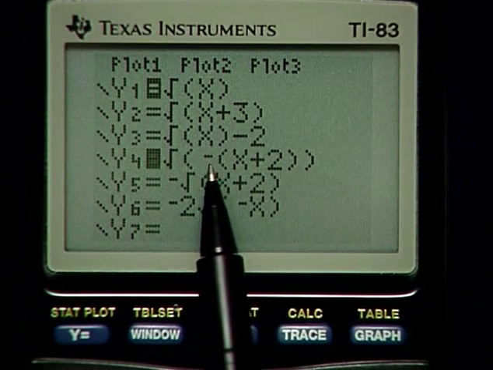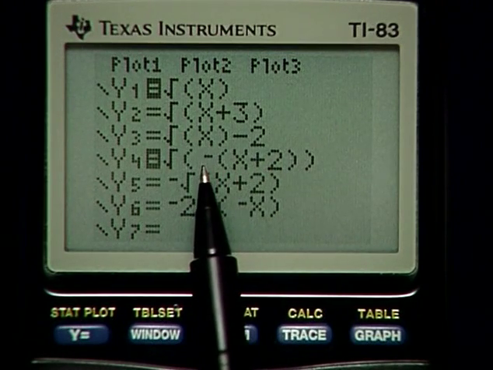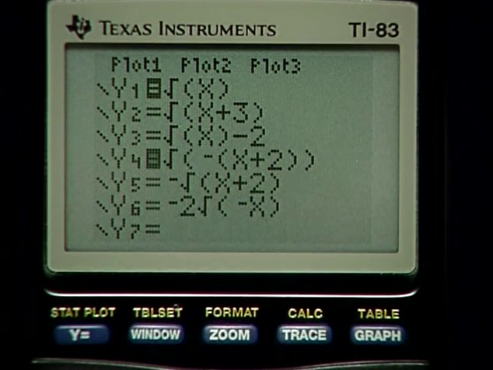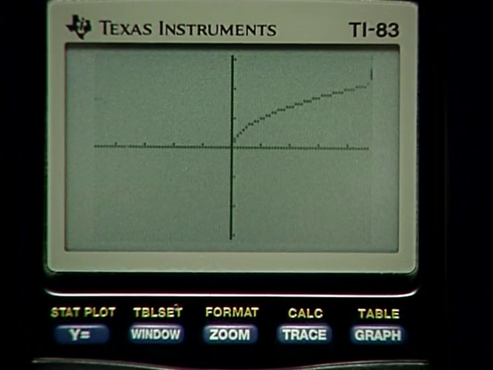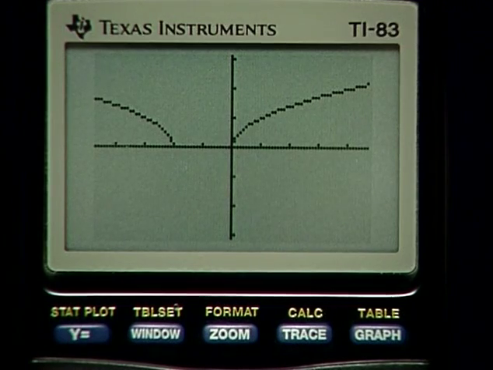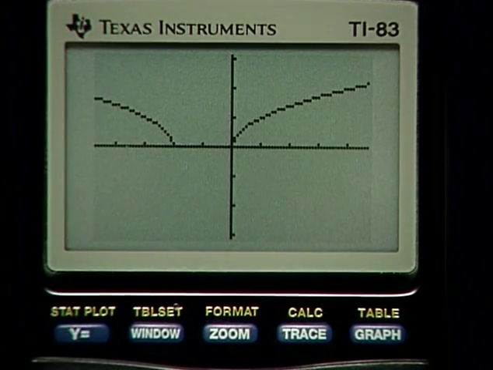But this negative will cause a reflection in the y-axis. So let's see, we ought to be shifted to the left 2, and we ought to be reflected in the y-axis. Let's see what happens. Oh, well, yes, we do. We have the reflection that we expected here, and we're shifted 2. All right, next graph.